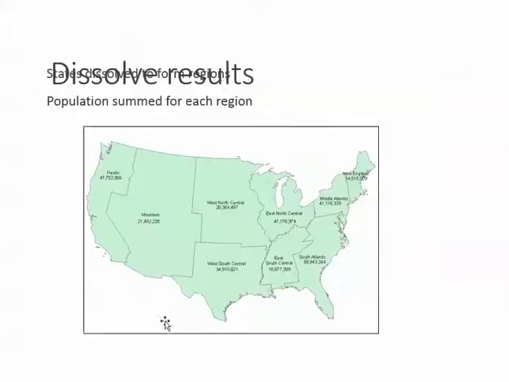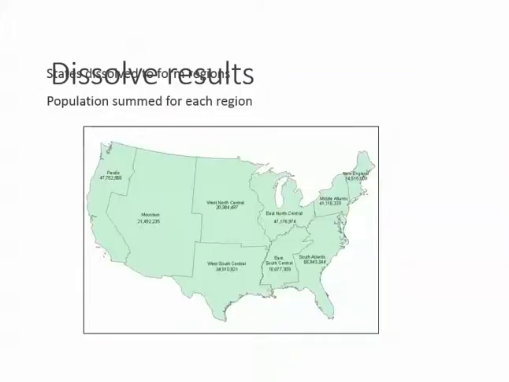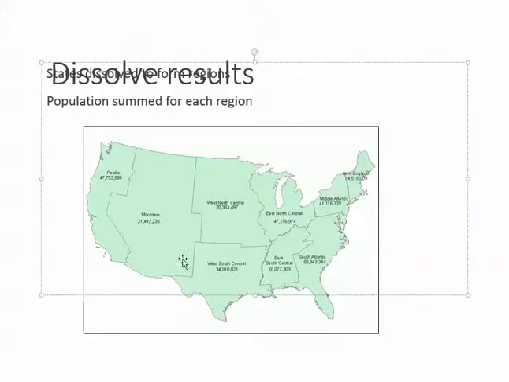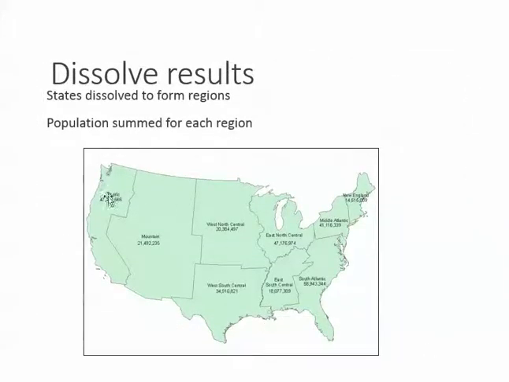So you run this tool and the resulting map is going to be this. It's all the states that fall within a sub-region now as one larger polygon, and you get population information about each of those regions because you ran that statistic portion of the tool.